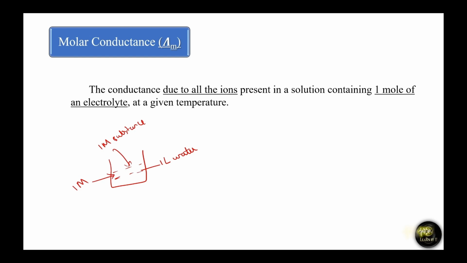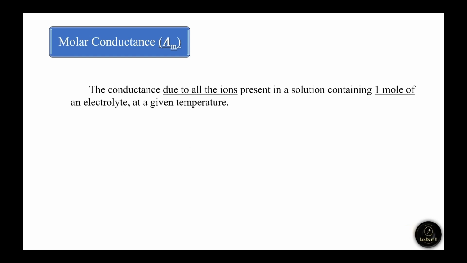Here 1 mole means, if it is NaCl, then 58.5 grams of NaCl is taken and dissolved within 1 liter of water. Then the concentration of the solution is 1 M. So molar conductance is the conductance due to all the ions present, like Na plus, Cl minus, Na plus, Cl minus. The conductance due to all the ions present in this solution is the molar conductance.